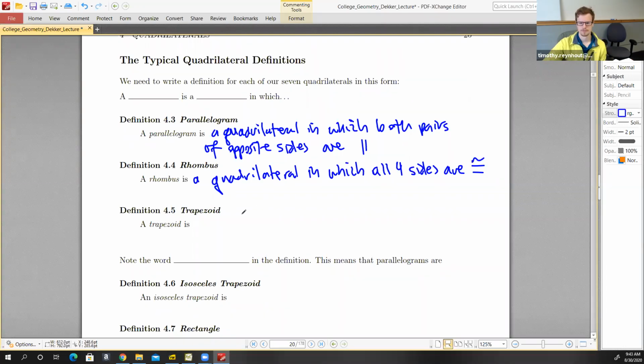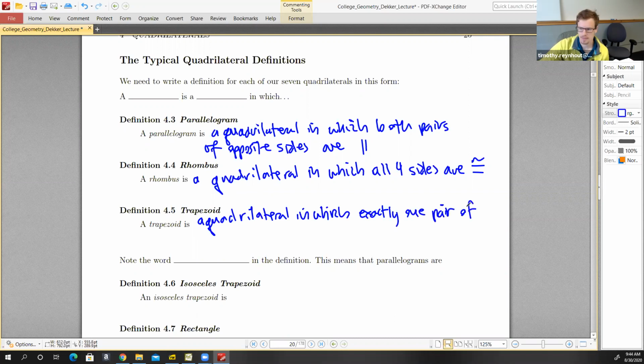All right. A trapezoid is also a quadrilateral, right? All of them are quadrilaterals. Will this really change any? Well, it will for one of these. So a trapezoid is a quadrilateral in which exactly one pair of opposite sides is parallel.